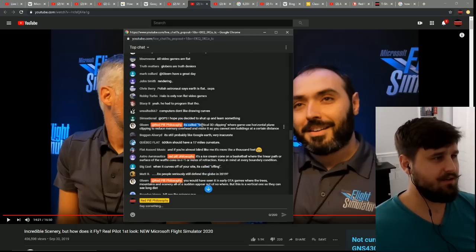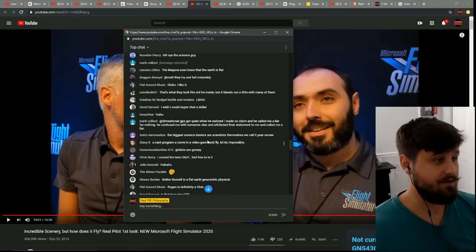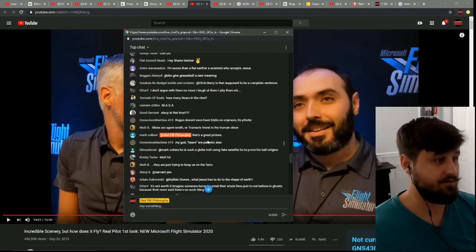Gleam goes on to say it's called vertical 3D clipping, where a game used horizontal plane clipping to reduce memory overhead and make it so you cannot see buildings at a certain distance. Yep. You would have seen it in early GTA games where the trees, mountains, and scenery all of a sudden appeared out of nowhere. Yeah. But this is a vertical one, so they can see long distance. Very, very interesting.